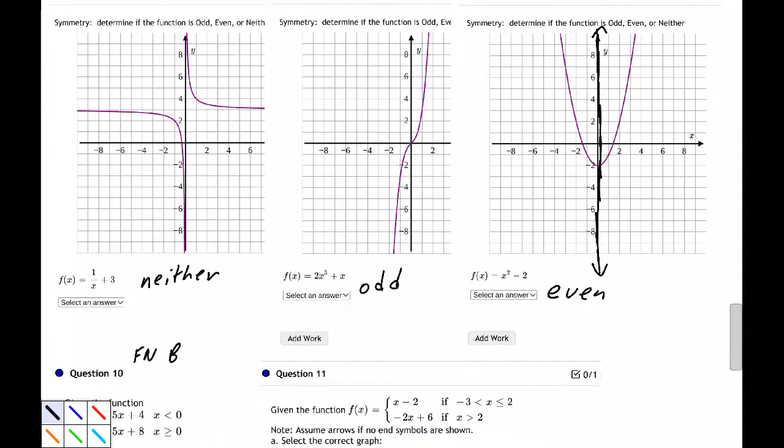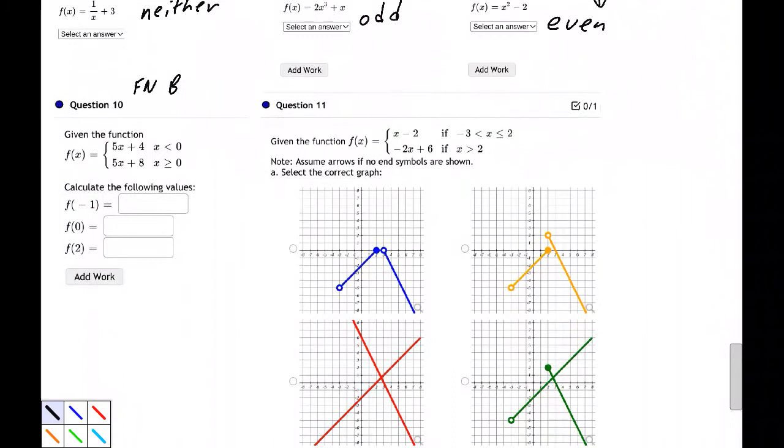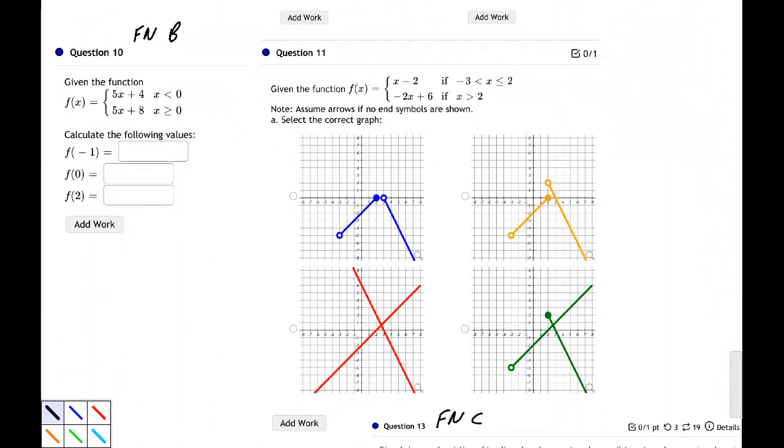All right, we have 3 objectives left. So question 10 is FNB. FNB consists of evaluating and graphing piecewise functions. So question 10 is evaluating a piecewise function.